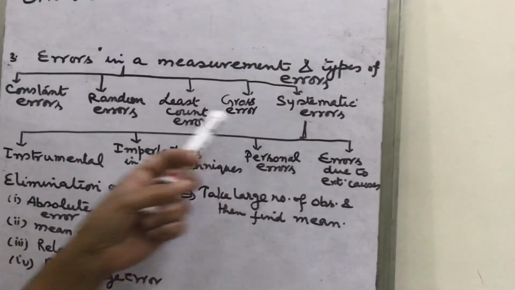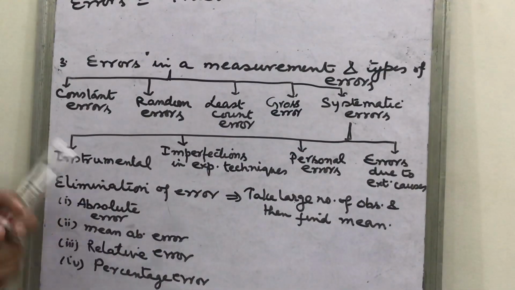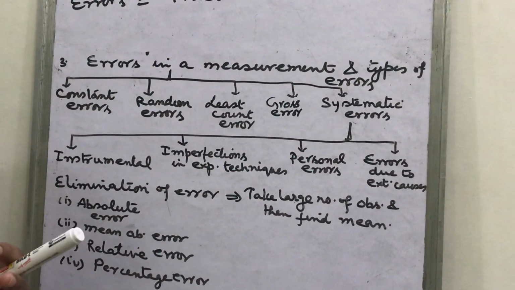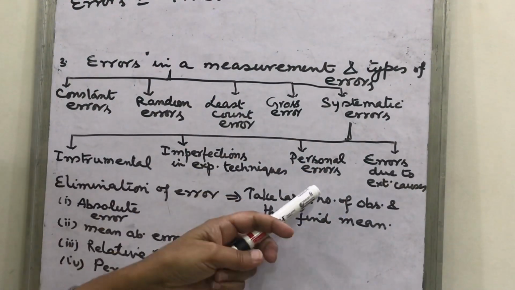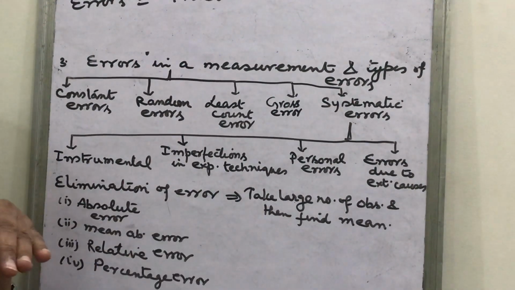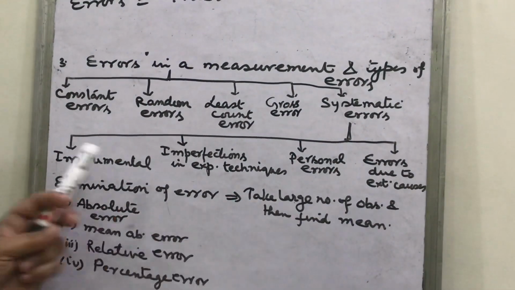You can go through each and every heading and find out what these errors are, and how you eliminate them. Suppose personal errors. In some experiments, we have to listen for the sound which is maximum. Sometimes you listen once, then you perform the experiment again and it seems that this is louder than the first one. So it varies from person to person. This is a personal error.